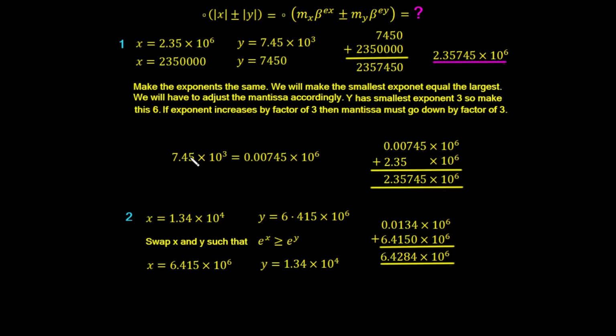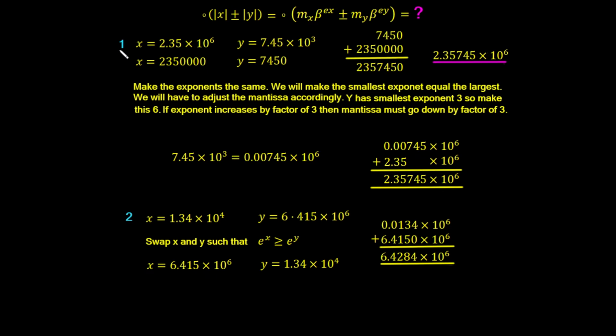So in order to make the number the same, we're going to have to decrease the mantissa here equally by a value of 1000, such that we've got our 7.45 times 10 to the 3, and it's going to equal 0.00745 times 10 to the 6. So that means that by making the exponents the same, we can have the exponent here at 10 to the 6, exponent is 10 to the 6. So whenever we add these two together, we're going to get our 2.35745 times 10 to the 6, which is the same as what we have above.